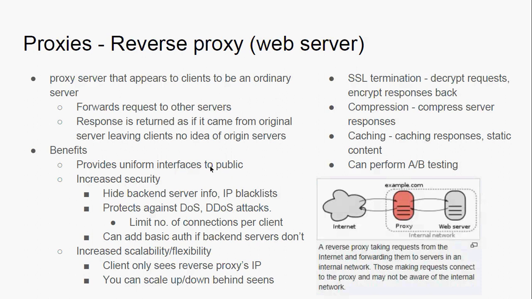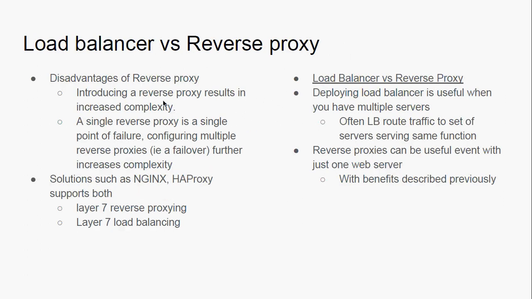So with this, I'll jump on to the drawbacks of reverse proxy. Since you are adding one layer, one hop, it increases the complexity. And as I said, a single reverse proxy is again a single point of failure. So you would end up configuring multiple reverse proxies, which further increases the complexity.